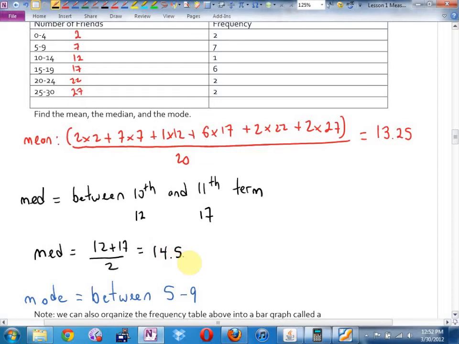I don't think the mode would be the best representation, because do you notice the mode is 7 friends, which happened 7 times, but there's another one over here that happened almost as many times. This is nearly bimodal. I don't think I'd use the mode. I think either the mean or the median would be a better representation, because they're pretty close to each other. Does that make sense? That's how you can use this to analyze things mathematically.